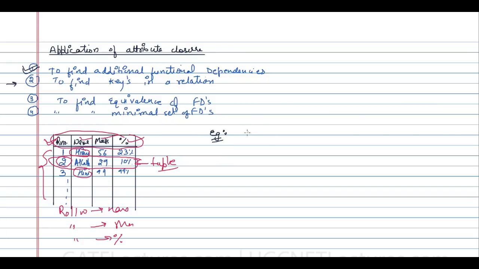So in the same way we can have some example of a relation. For example, relation R is having A, B, C and D. This is a relation with 4 attributes, and assuming that the functional dependencies which are given are A determines BC, B determines CD, and D determines AB. This is the set of functional dependencies which are already given. Now first of all, let us try to identify what are the keys which are possible for this relation.